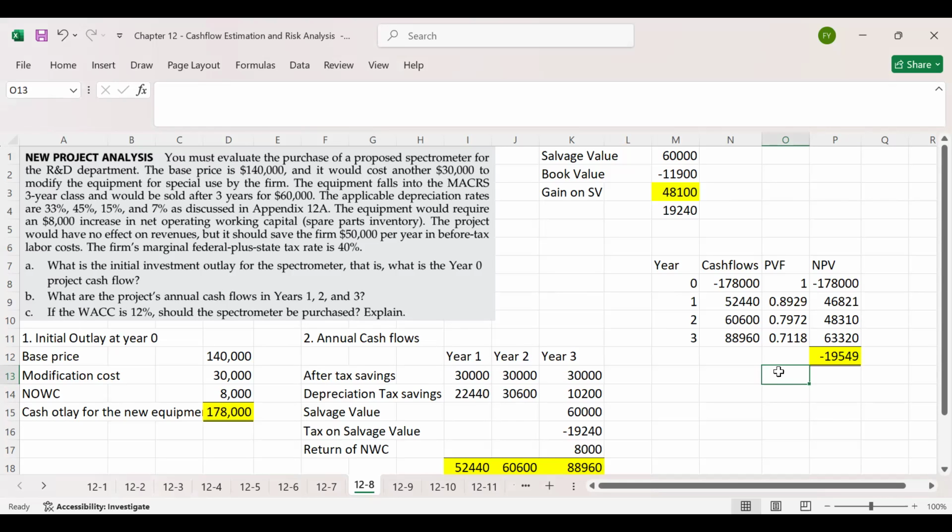So that's it for this problem. We have calculated the initial outlay, or you can say the outflow of cash at year 0. Then we calculated annual cash flow at years 1, 2, and 3. And then we calculated the net present value of outlays as well as inflows of cash. And the final answer is negative NPV, which means that the company should not accept or purchase the equipment.